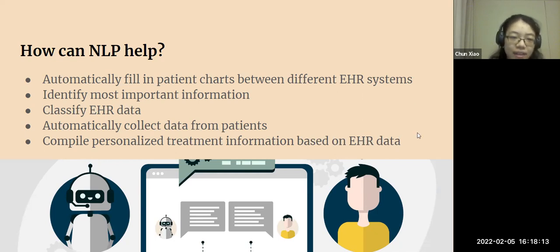And secondly, it can identify the most important information for physicians to know. And in the later part of this presentation, I will also give examples of how that is done. Basically, it can find the important information that is actually relevant to a diagnosis, or can notice some subtle things that a clinician might miss when they're trying to find, for example, a really rare disease. A clinician might miss these subtle signs, but an NLP can find them and bring them to the attention of a physician. And third, it can classify EHR data.